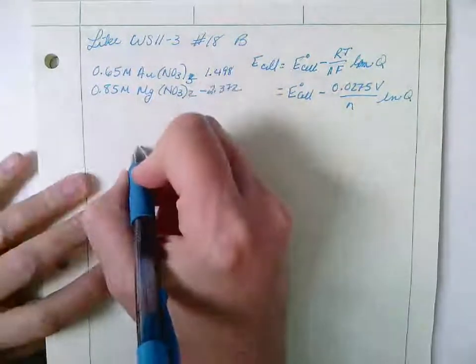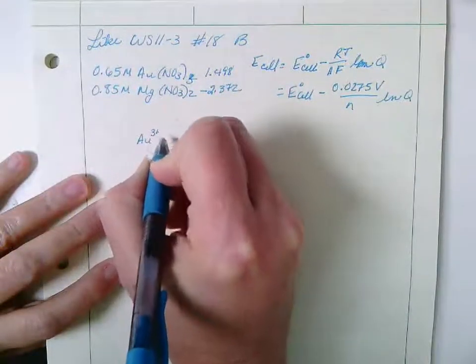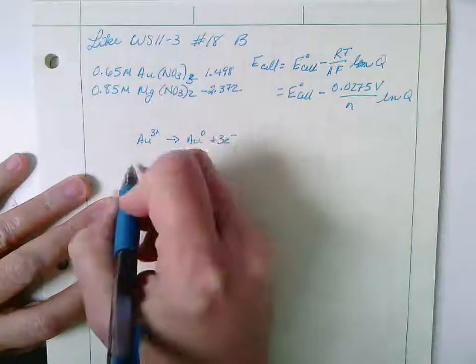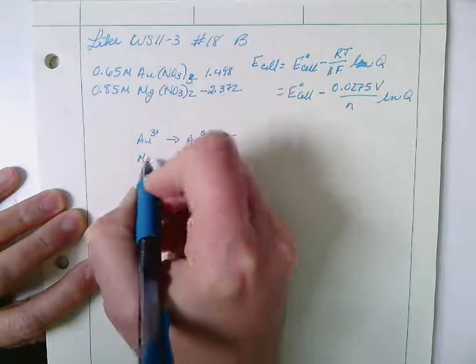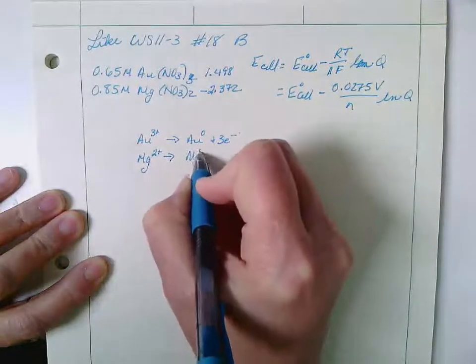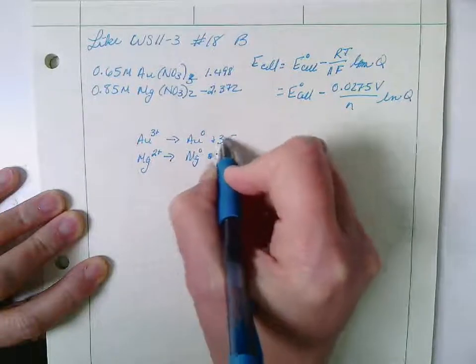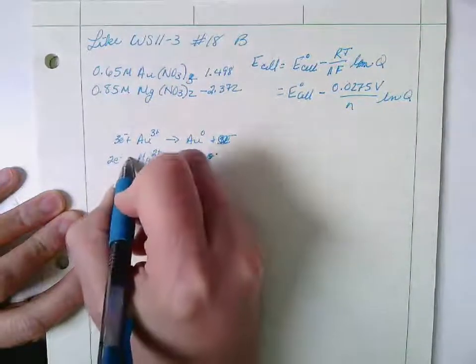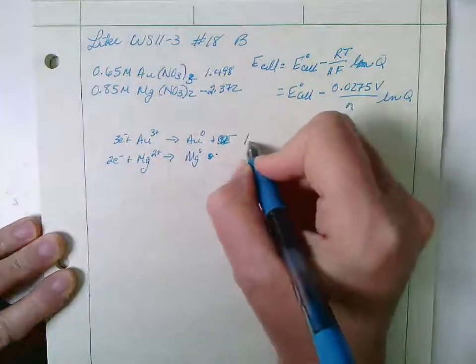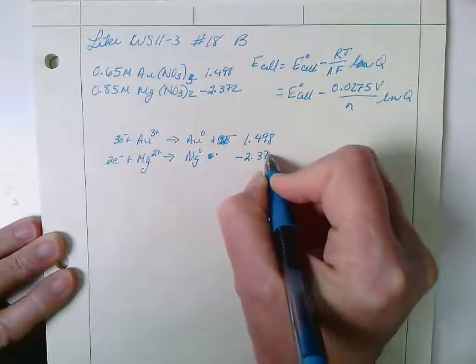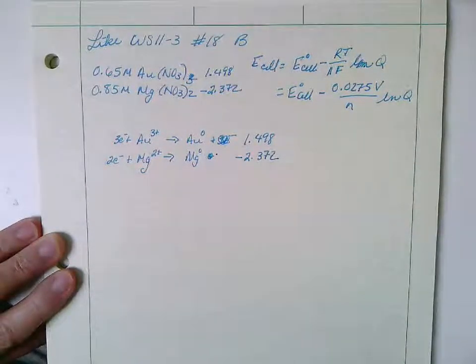So one equation is going to be Au3+ goes to Au0 plus 3 electrons. The other equation is Mg2+ goes to Mg0 plus, oh, I've got the electrons in both cases on the wrong side, 3 electrons and 2 electrons. So, and this number is 1.498, and this is negative 2.372.